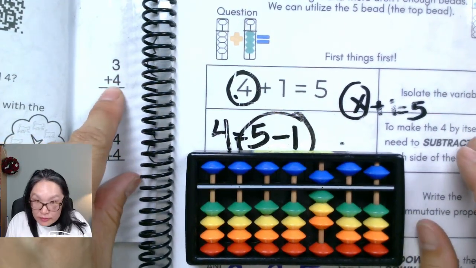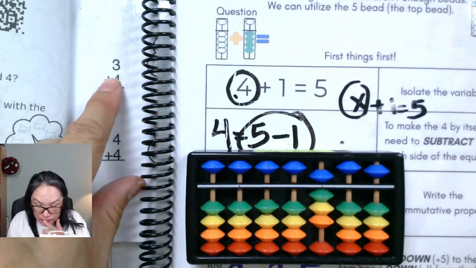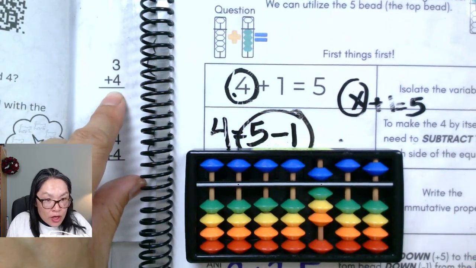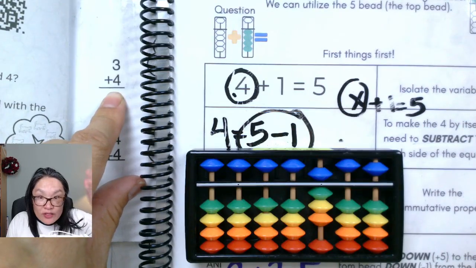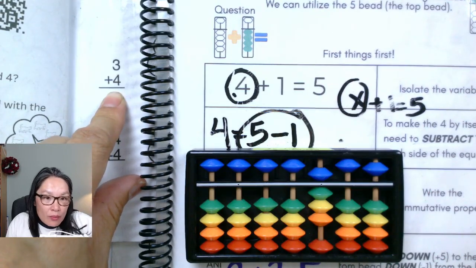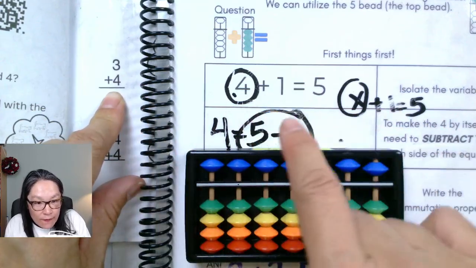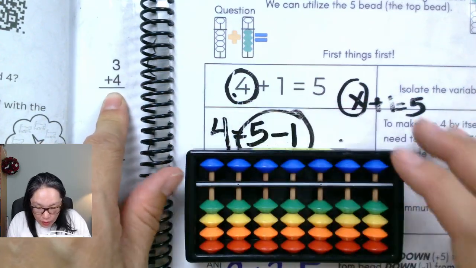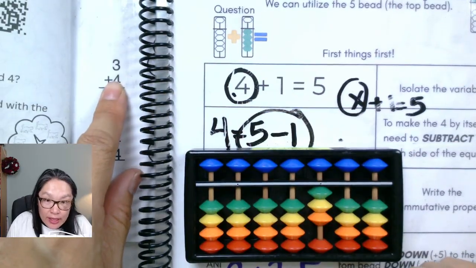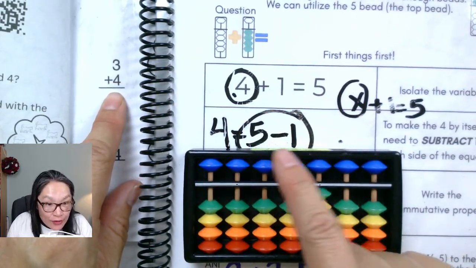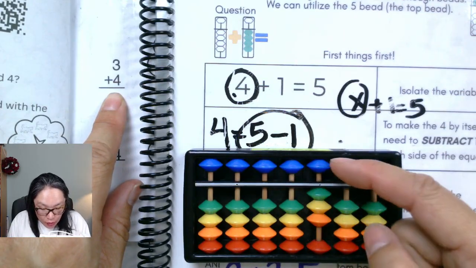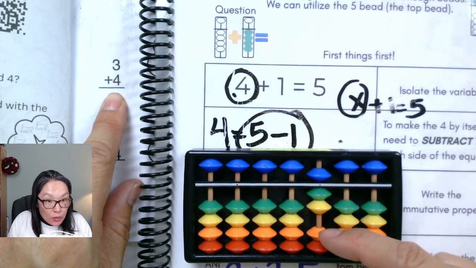So here, if you notice 3 plus 4, 3 plus 4 is what? We don't want to memorize doubles plus 1 or doubles minus 1. What we do memorize is how to make a 4. When we make a 4, we have 3. We add the 3. And then we want to add the 4. When we add the 4, what are we going to do? We are going to plus the 5 and minus the 1.